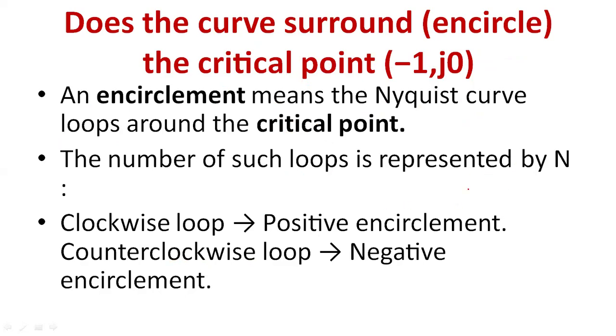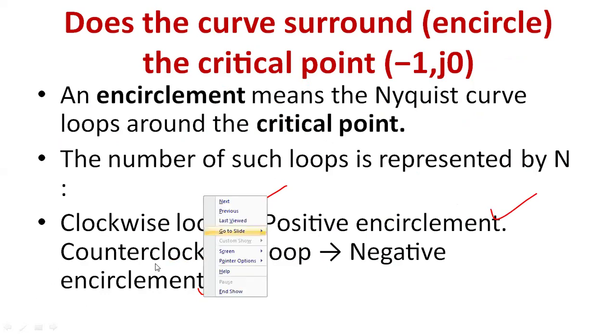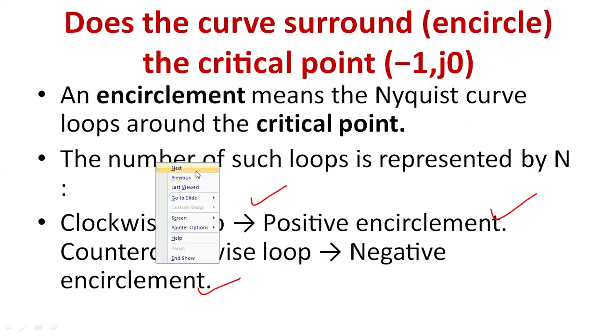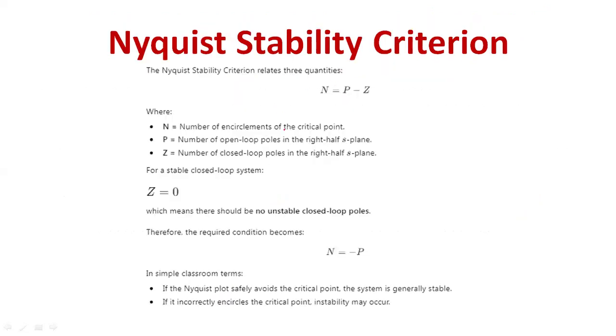computed by using the given formula. Before that, for a clockwise loop, there is a positive encirclement. For an anti-clockwise loop, there will be a negative encirclement. First of all, I'll tell you how to calculate the number of encirclements. We can calculate it by using the formula: the number of encirclements of the critical point is given by P minus Z, where P is the number of open loop poles.